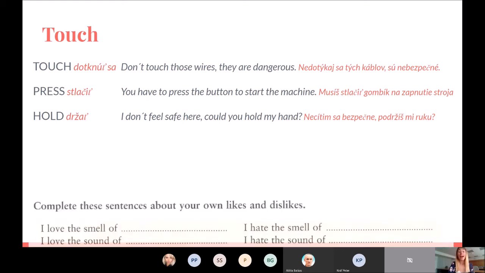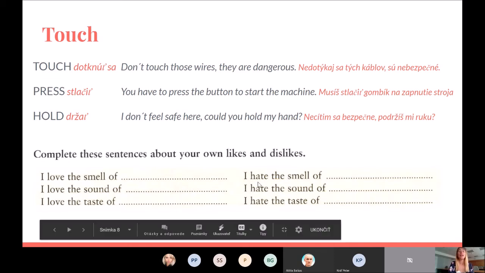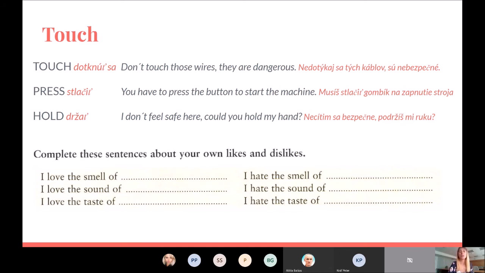If not, I want you to complete the sentences about your own likes and dislikes and write them, please, in the chat box. So just simply create a sentence. I love the smell of flowers, or I love the smell of roasted chicken, or I hate the sound of violin, for example, or I love the taste of chocolate. I hate the taste of fish, for example. So now complete these sentences, but with your own likes and dislikes. And please write them in the chat box.